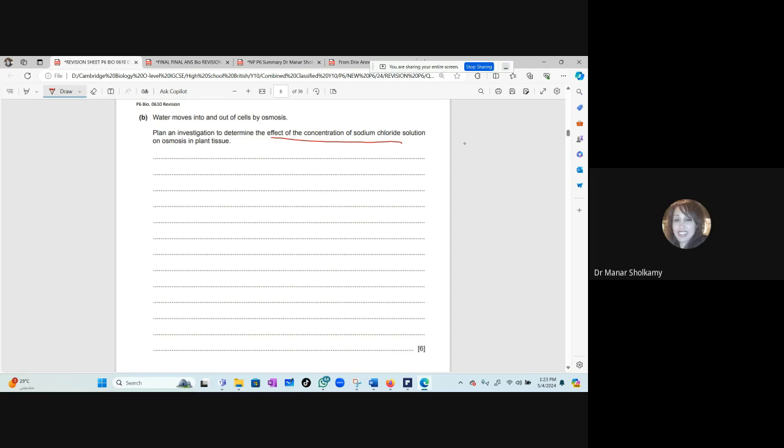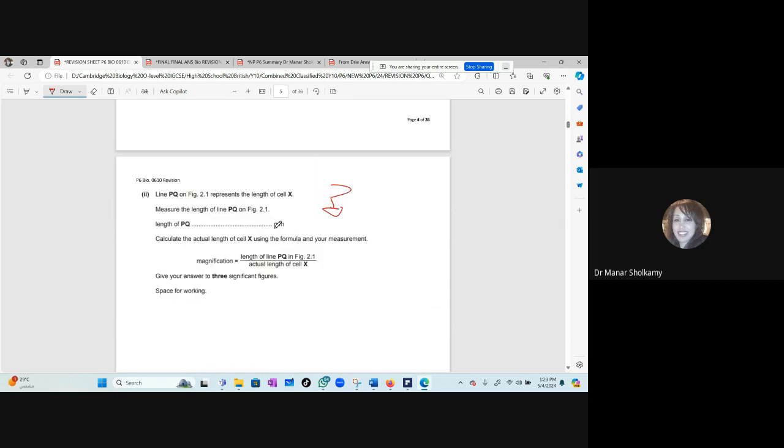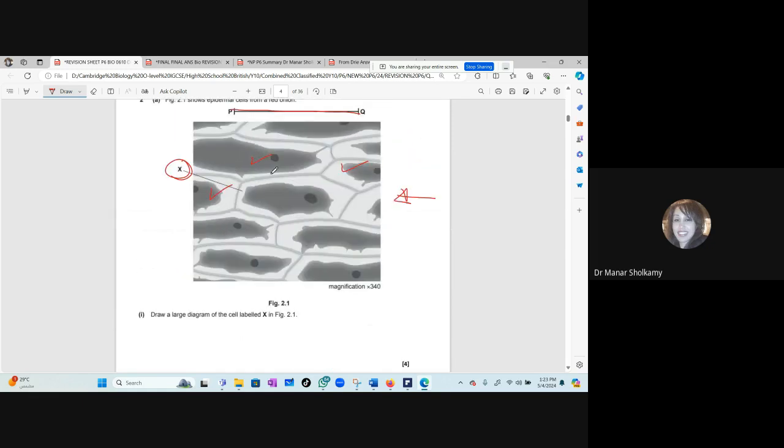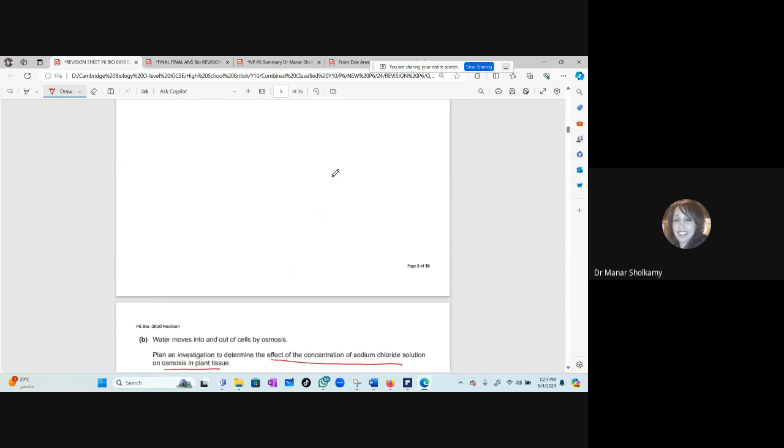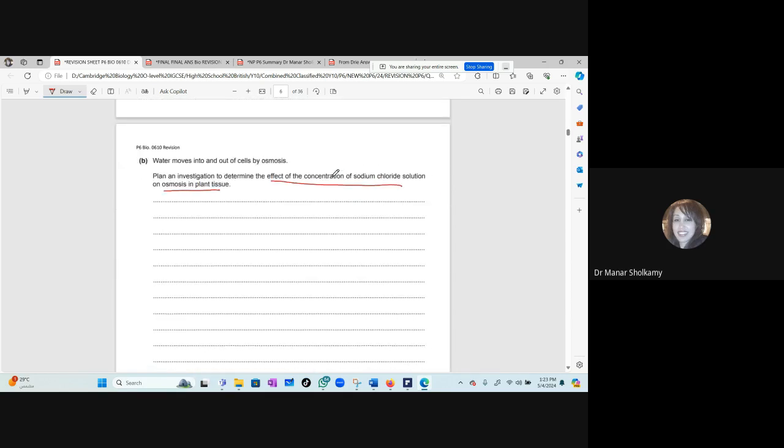Now, on osmosis in plant tissue. Here, this is part of a question, and in this question, they said that they looked at these plants that have been plasmolyzed under the microscope. So, what will be the dependent variable? Amount of water loss. Amount of water that is lost.